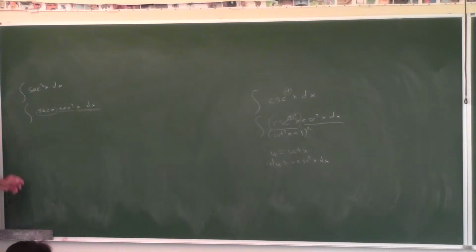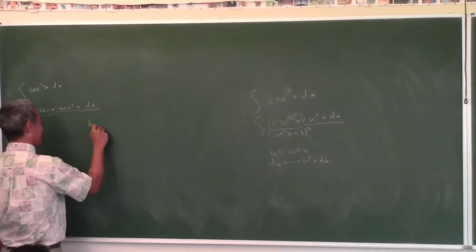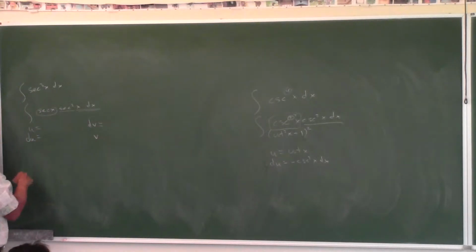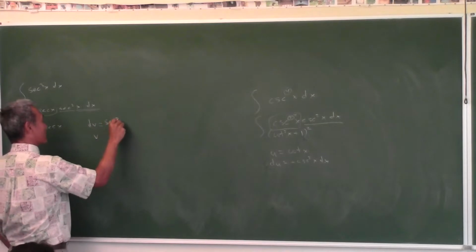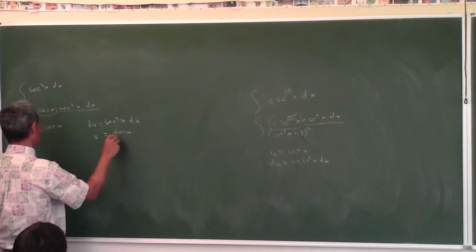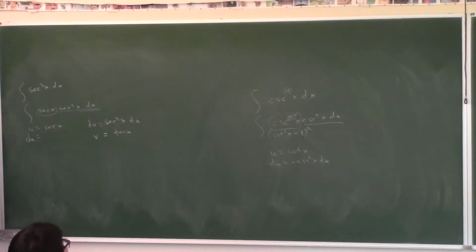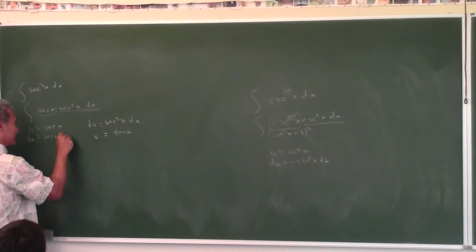So anybody else have any other ideas? U substitution doesn't work. Integration by parts? Let the fun begin. Which one should I let u equal to, the secant or the secant squared? The secant, and then dv is the secant squared dx, because we can anti-differentiate that. That's easy. And what is the derivative of secant x? Secant x tangent x.